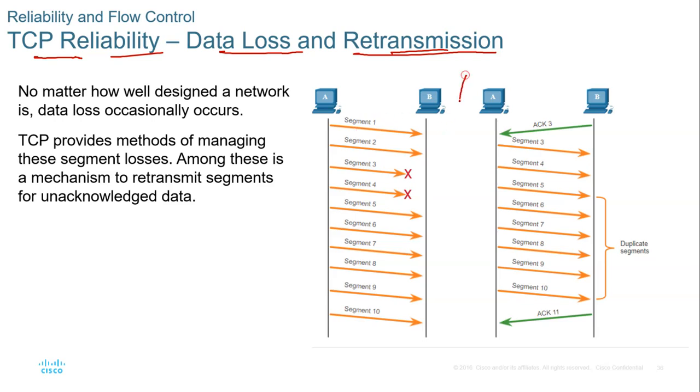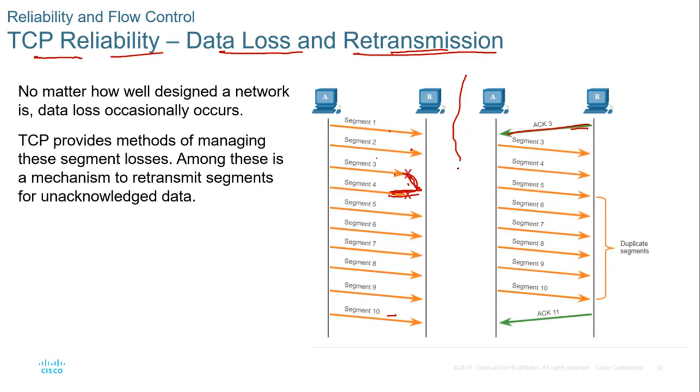As you can see in the first one, we have 1, 2, 3 sent, actually up to 10, but 3 and 4 have not reached. So what is going to happen? It's going to acknowledge the sent 1, 2, 3. Then we have 3, 4. These ones have not been received. So if they have not been received, then automatically they are going to be retransmitted.